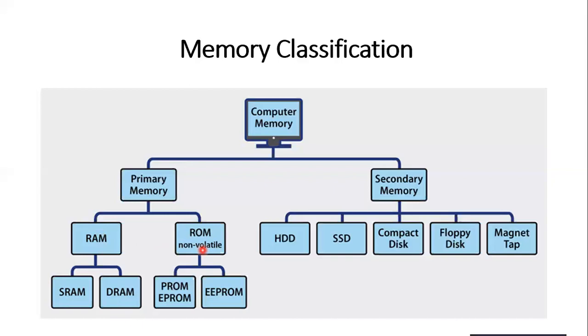So it retains the information even if the power is turned off. This memory is used for small programs and data that need not be altered. That means once the instructions or data are stored in the ROM, we cannot alter them. It is stored permanently.